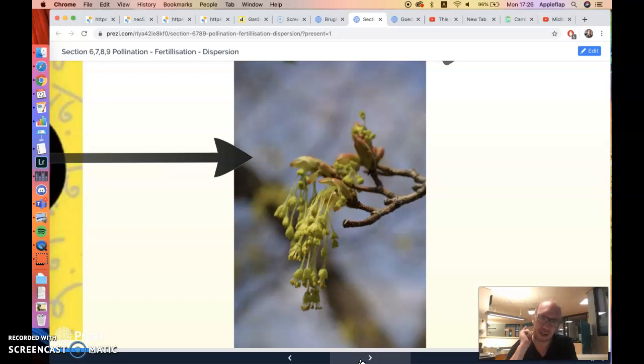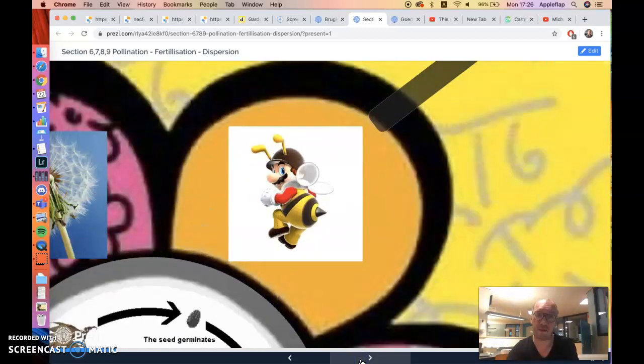So remember, they have dull petals, so not brightly colored. There's no scent. They have very feathery pistils. The stamens hang outside the flower. They have lots of pollen, and the pollen have wings. Let's move over to another one.